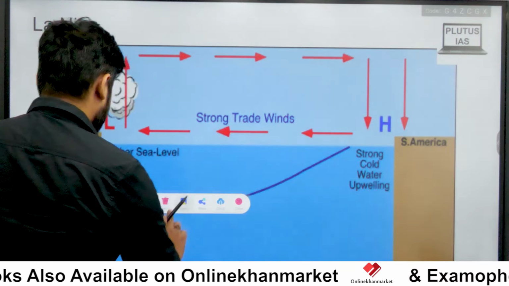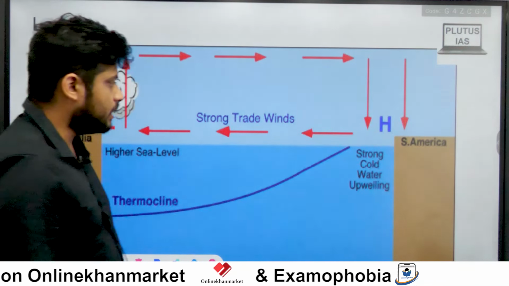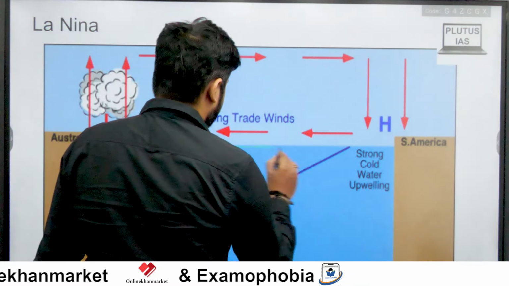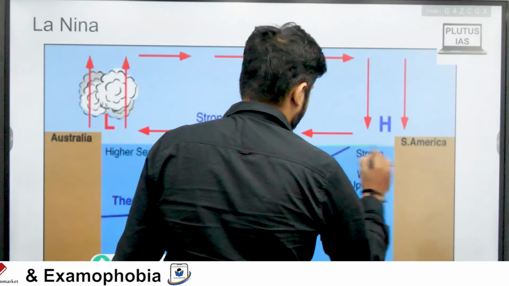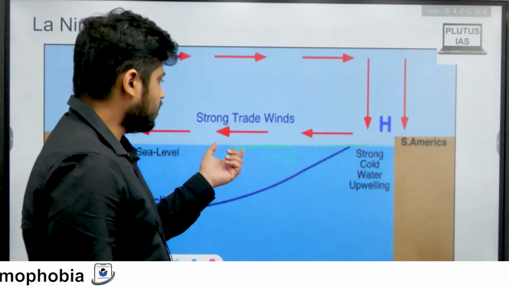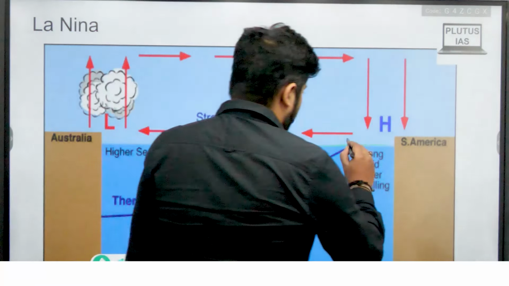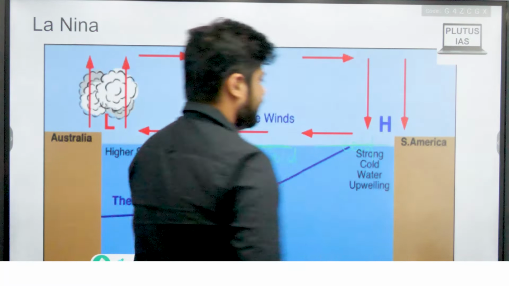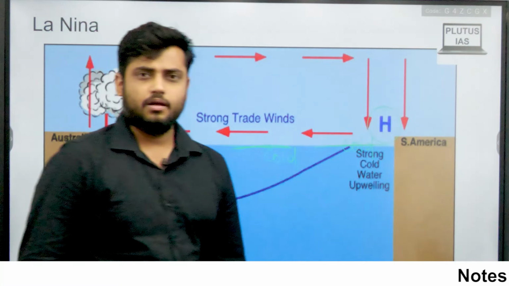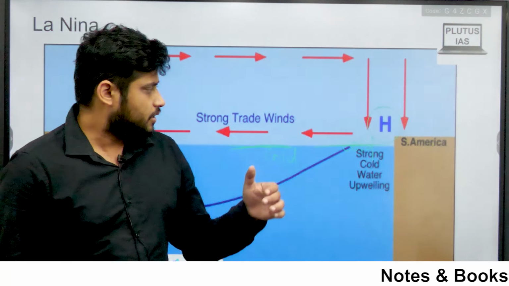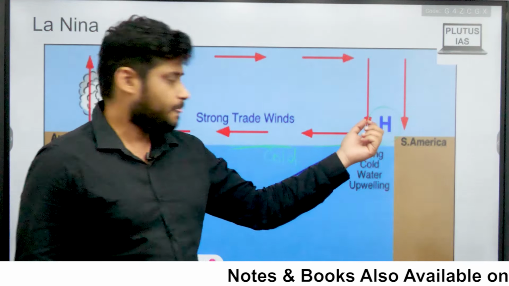So in case of La Nina, the sea surface temperature is less than normal, and we have cold conditions in the Central Pacific Ocean and the Eastern Pacific Ocean. Because of the cold conditions, the high pressure over South America intensifies, because the sea surface temperature is low.